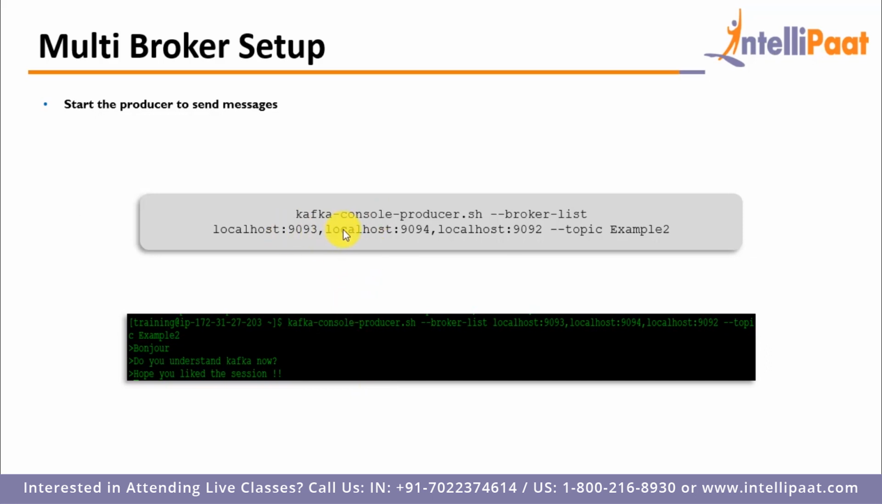So I'll create my producer over here, kafka-console-producer.sh. And this time I actually have a broker list. So this would be sending messages to 3 brokers, which are listening to the port numbers 9093, 9094 and 9092. And the producer would be sending messages to the topic example2. Right? So these are the messages which are being sent over here. Bonjour, do you understand Kafka now? Hope you like this session.